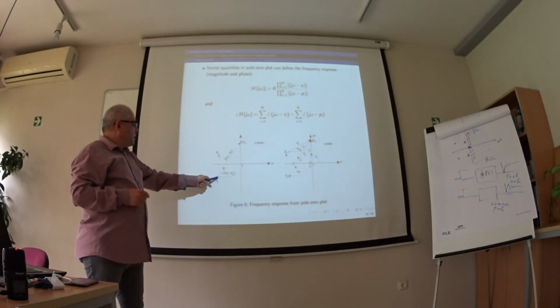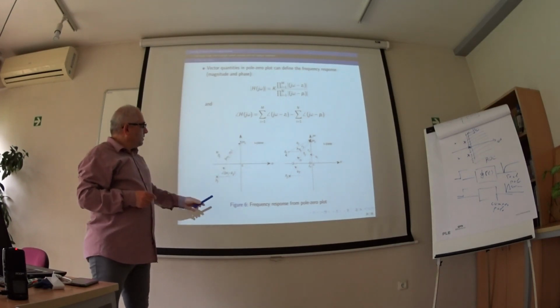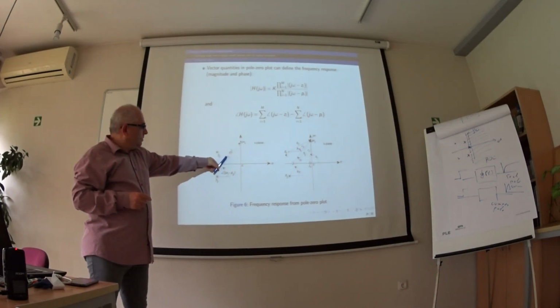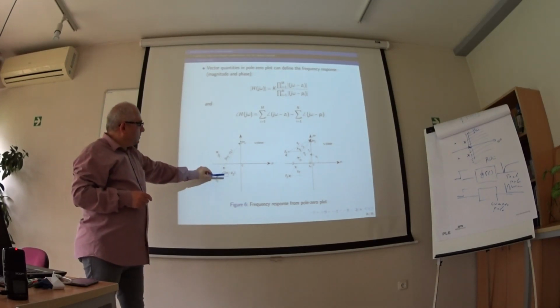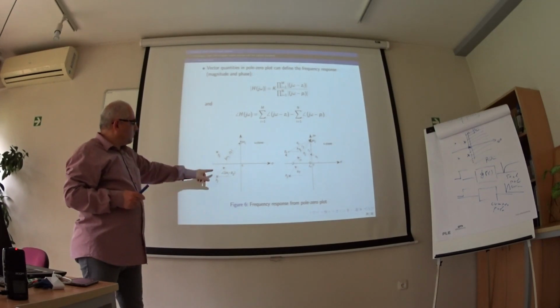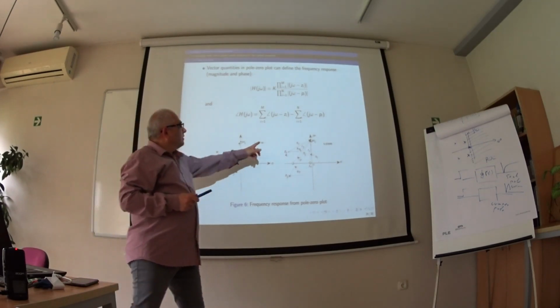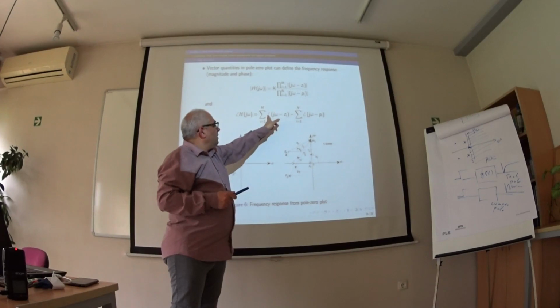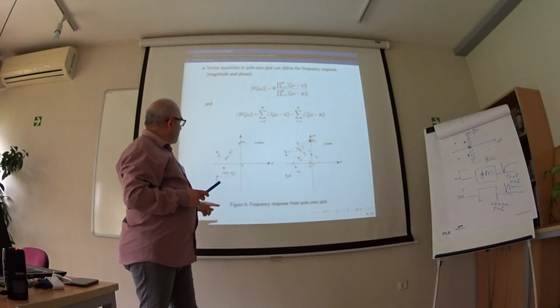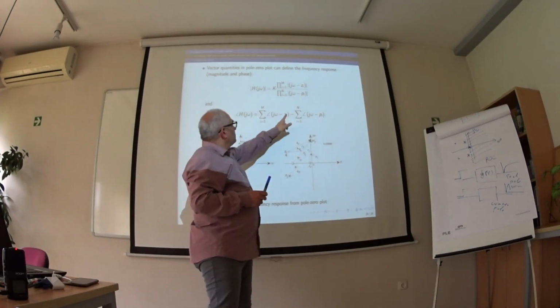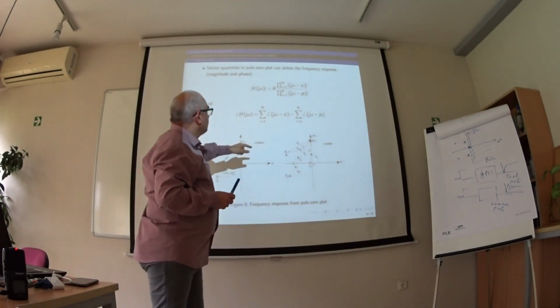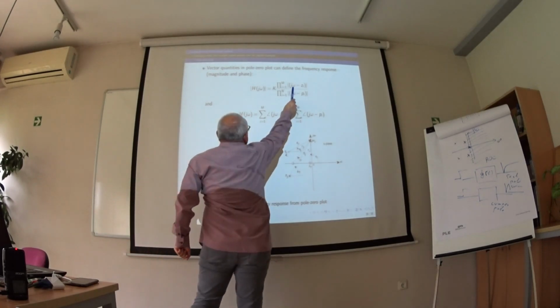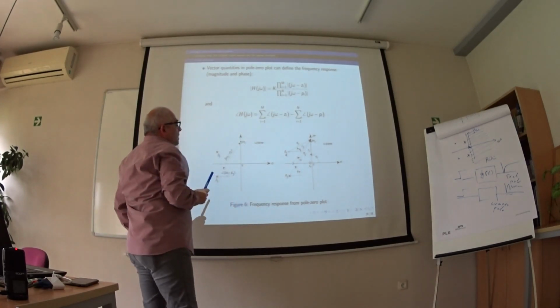We can make a vector starting from the pole up to this point, the length of a vector and the angle. The angles of such vectors are summed. The lengths are multiplied. Multiplication by many lengths in our poles.